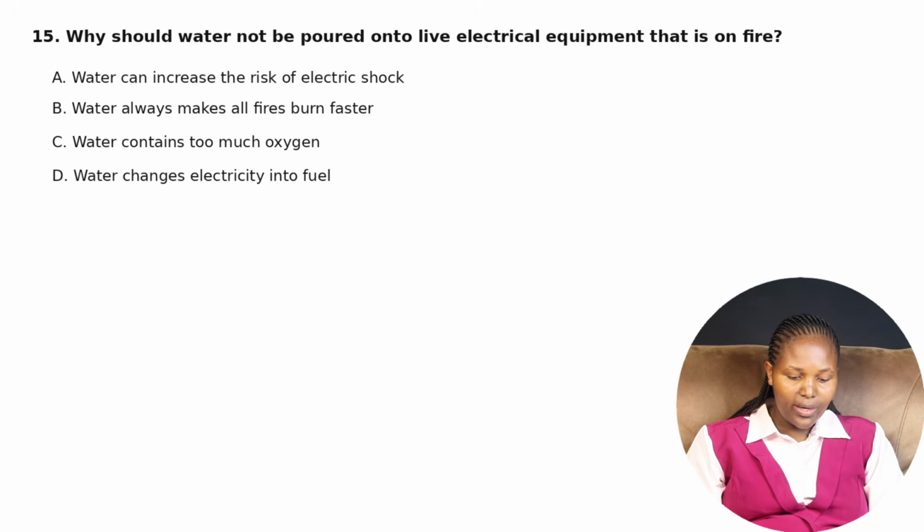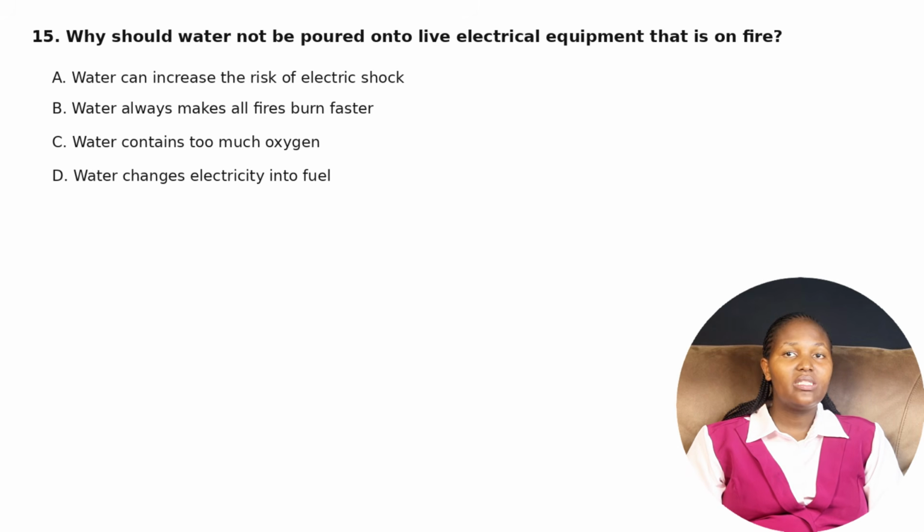Then we go to question number 15. Why should water not be poured into live electrical equipment that is on fire? A, water can increase the risk of electric shock. B, water always makes all fire burn faster. C, water contains too much oxygen. And D, water changes electricity into fuel.